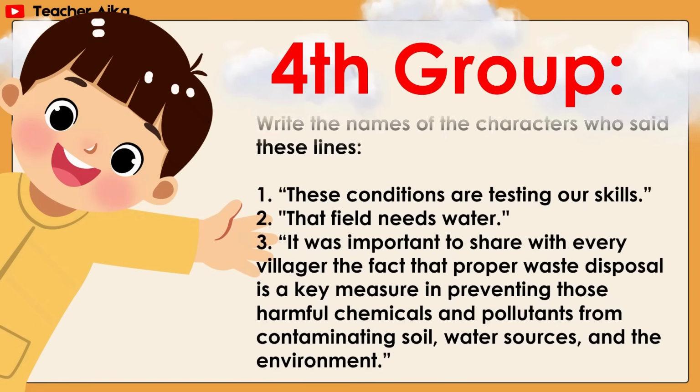Fourth group, write the names of the characters who said these lines. Number 1, these conditions are testing our skills. Number 2, that field needs water. Number 3, it was important to share with every villager the fact that proper waste disposal is a key measure in preventing those harmful chemicals and pollutants from contaminating soil, water sources, and the environment.